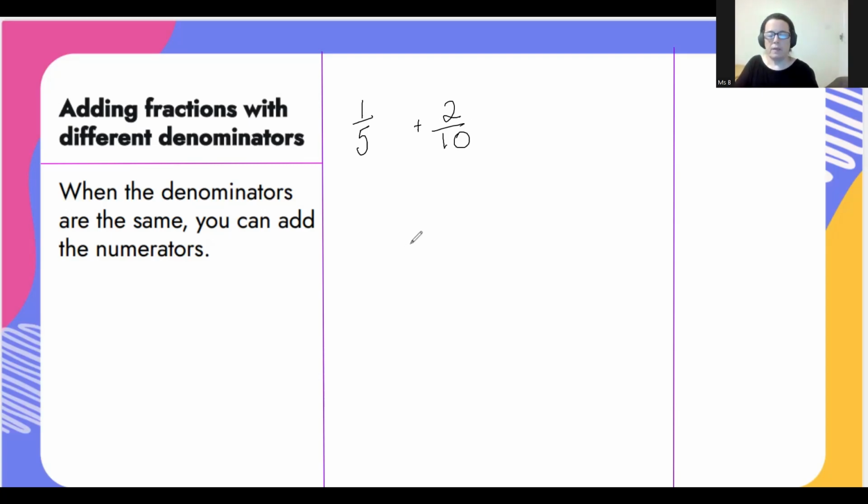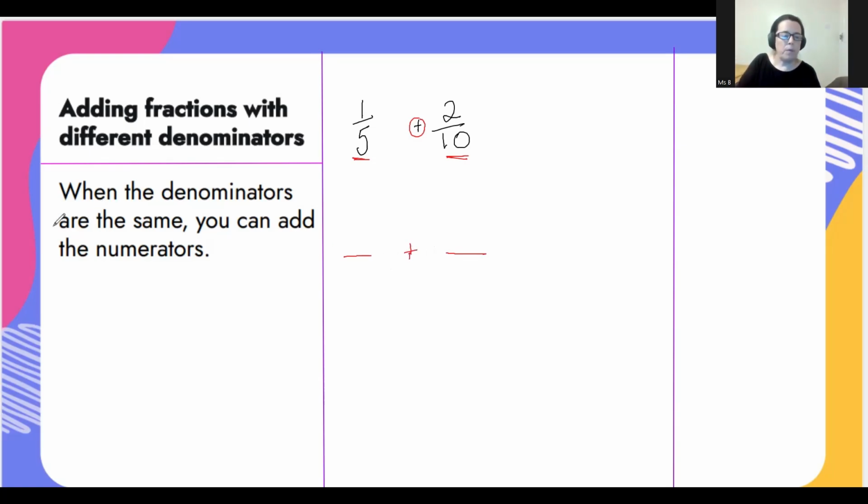What's the first thing I look at when working with fractions? I'm going to look at the operation. The operation is addition. And what do I know about adding or subtracting fractions? To do that, my denominators have to be the same. Are my denominators the same? No, they're not. So that means I have to get a common denominator.